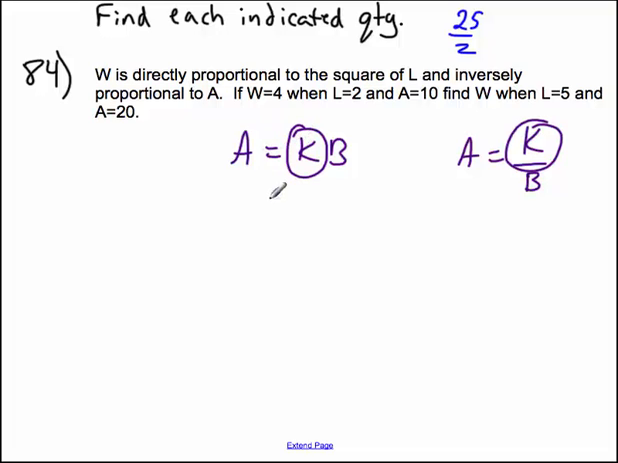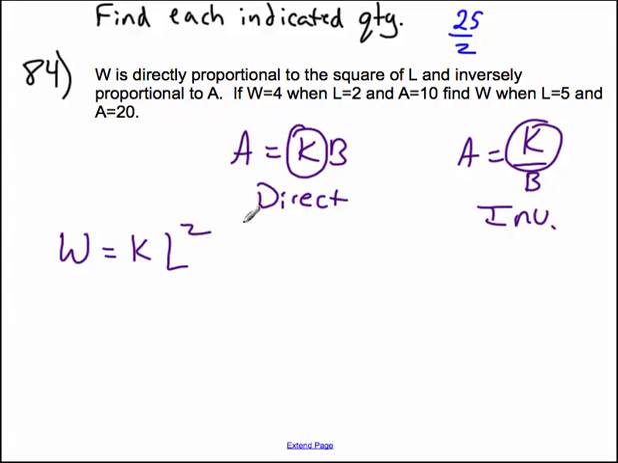W is direct. So direct means when one gets bigger, the other one gets bigger. So this would be direct, and this would be inverse. Okay. W is directly proportional, so we can say W is equal to some K times the square of L, L squared. And W is inversely proportional to A.